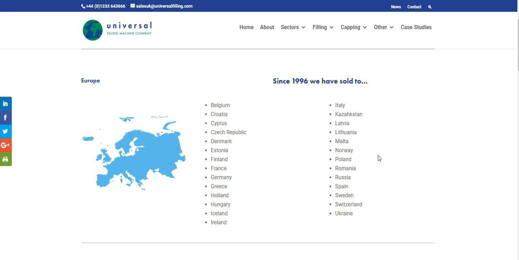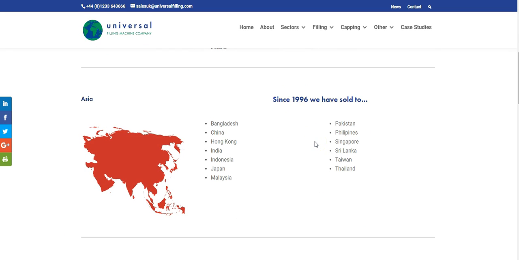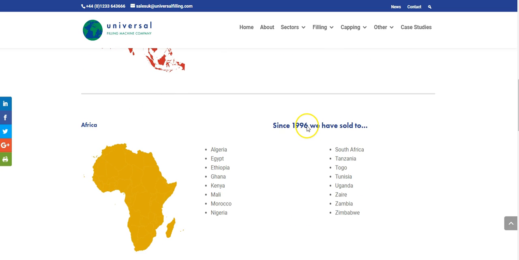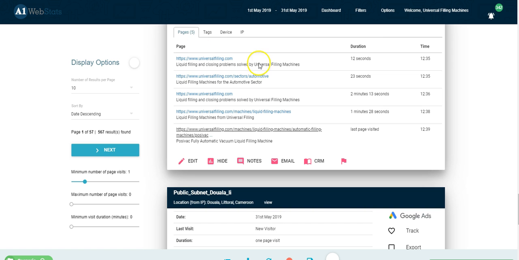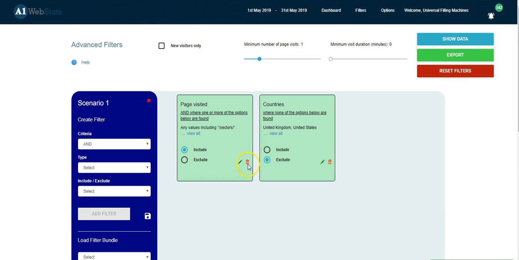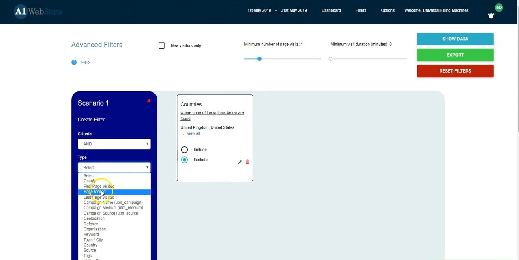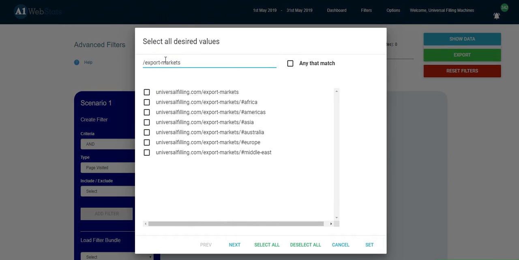Any website could say that they sell to people all around the world, but what these people are looking for is some sort of evidence. Now, this part of the website has got a URL structure called export markets. So what we're going to do is go back to the data, and we're going to look at those non-UK, non-USA visitors, and we're going to see how many people got as far as any of these pages that focus on export markets.